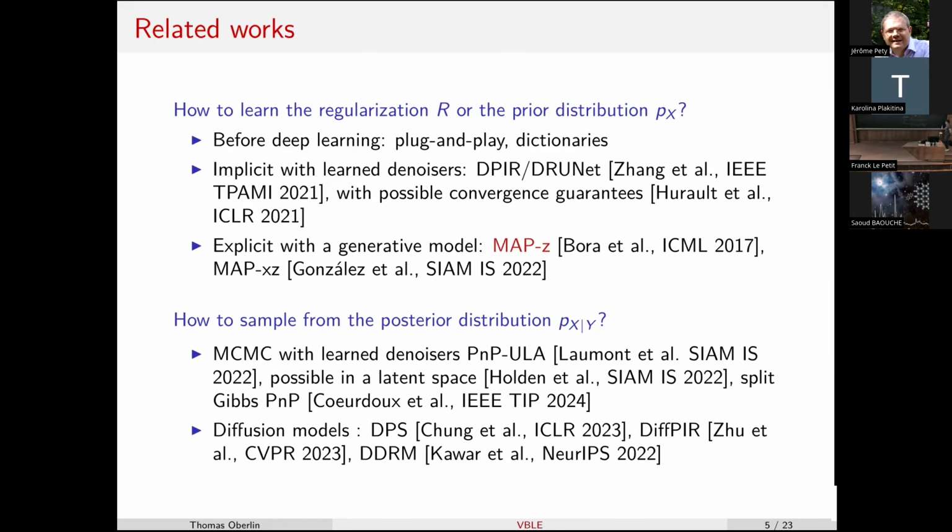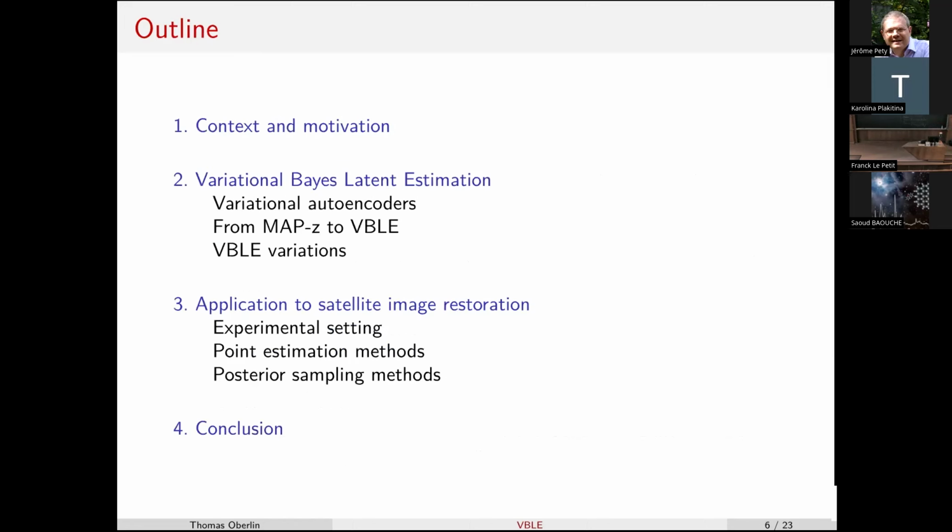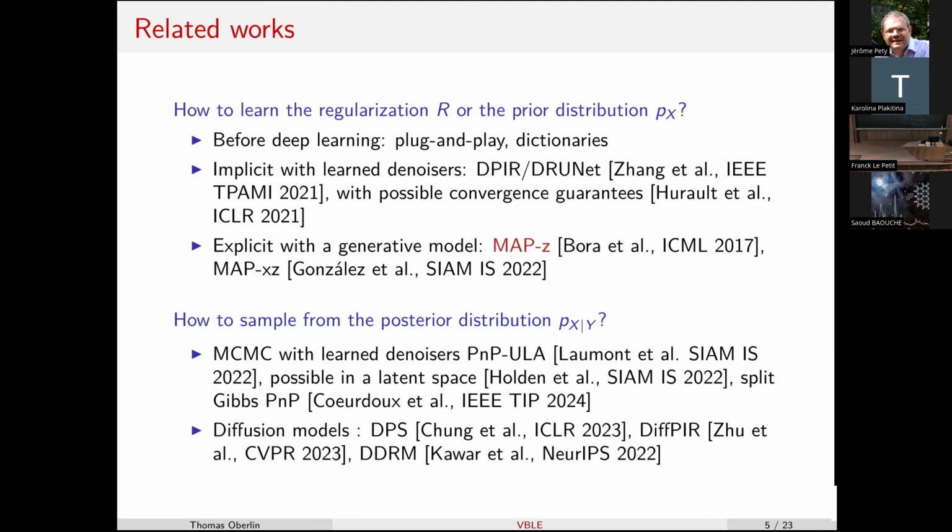Of course, there is a lot of literature about all of this. I will not detail everything, but even before deep learning, there were deep regularization methods, for instance, machine learning regularization, for instance, with dictionary learning. Then, since the rise of deep learning, there are mainly two ways of learning the regularization or the prior, either implicitly with denoisers or explicitly with generative models. And there is a link between a denoiser and a generative model. A nice way of seeing this is the 3D formula.